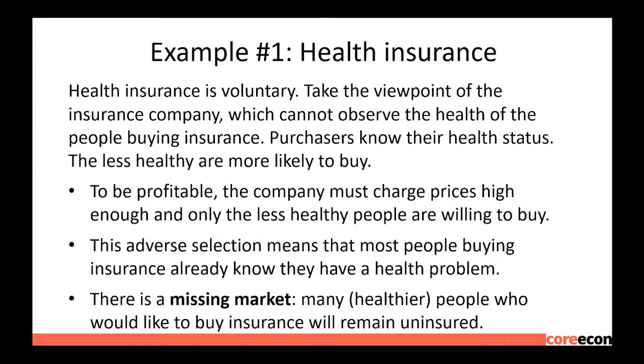To be profitable, however, the company must charge prices that are high enough to compensate for the fact that most of their pool of people buying insurance will not be very healthy. But that, of course, has an implication, right? Since only less healthy people are willing to buy at this relatively high price, that's the adverse selection situation, where only those in poor health are attracted to buy this service because the premium is justifiable only in a situation where you expect a lot of expenses in the future. So that creates a problem. This is a missing market, right? There are many healthier people who would like to buy insurance, but will remain uninsured.